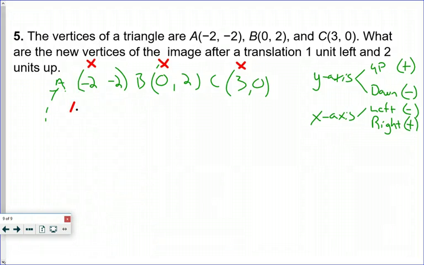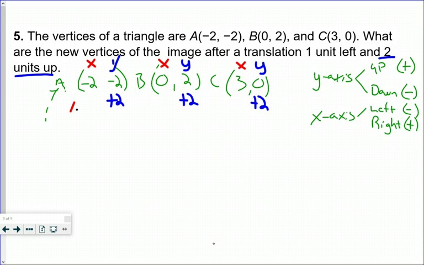Let's see, let's go blue here. And this will be our y coordinate. Okay? So we'll start with our y's. In this case, our y is going to determine our up and down. So in this case, we're looking at 2 units up. That means, for every y, we're going to add 2 to that y coordinate. So -2 plus 2, our new one is going to be 0. 2 plus 2 is going to be 4. And 0 plus 2 is going to be 2. Okay? So now we have taken care of all our new coordinates for our y.